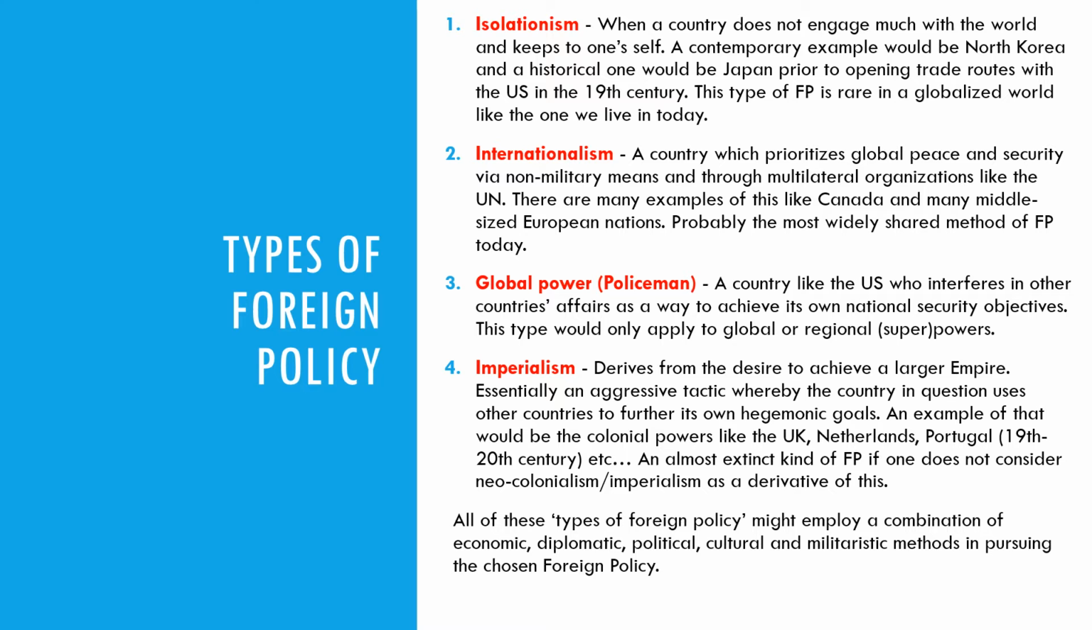Imperialism derives from the desire to achieve a larger empire. We discussed imperialism in Module B slightly. And it is essentially an aggressive tactic whereby the country uses other countries to further its own hegemonic goals. For example, the colonial powers like the UK, Netherlands, Portugal in the 19th and 20th century, and we cannot actually ignore neocolonialism and imperialism as derivatives of this.